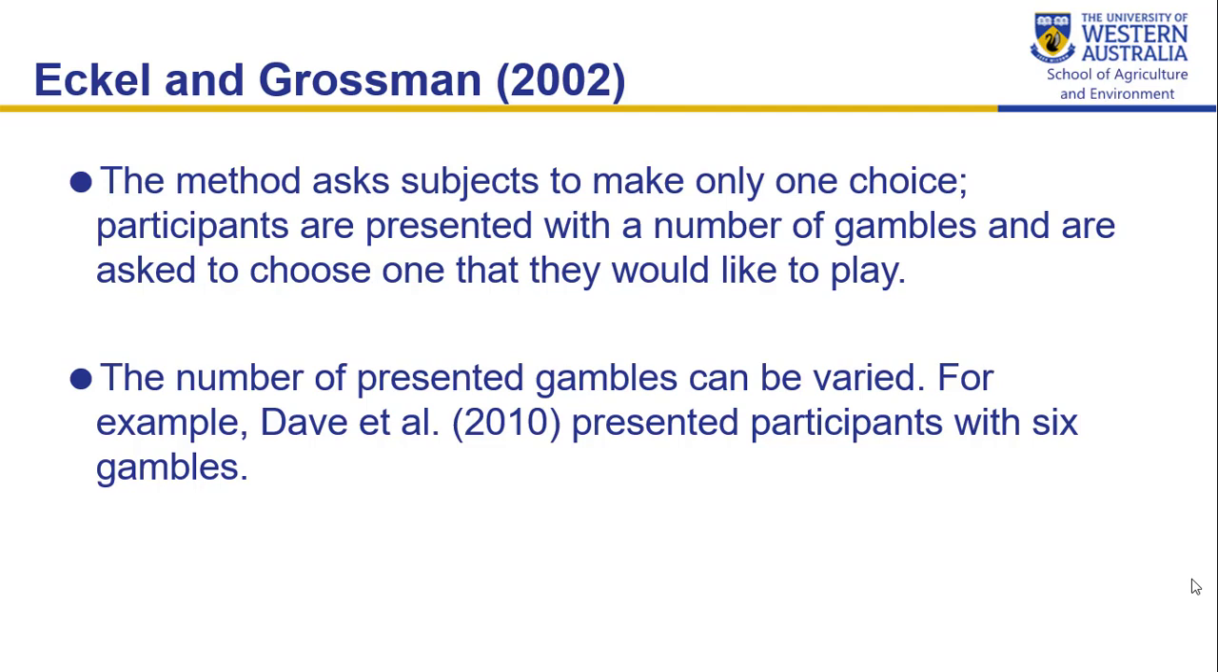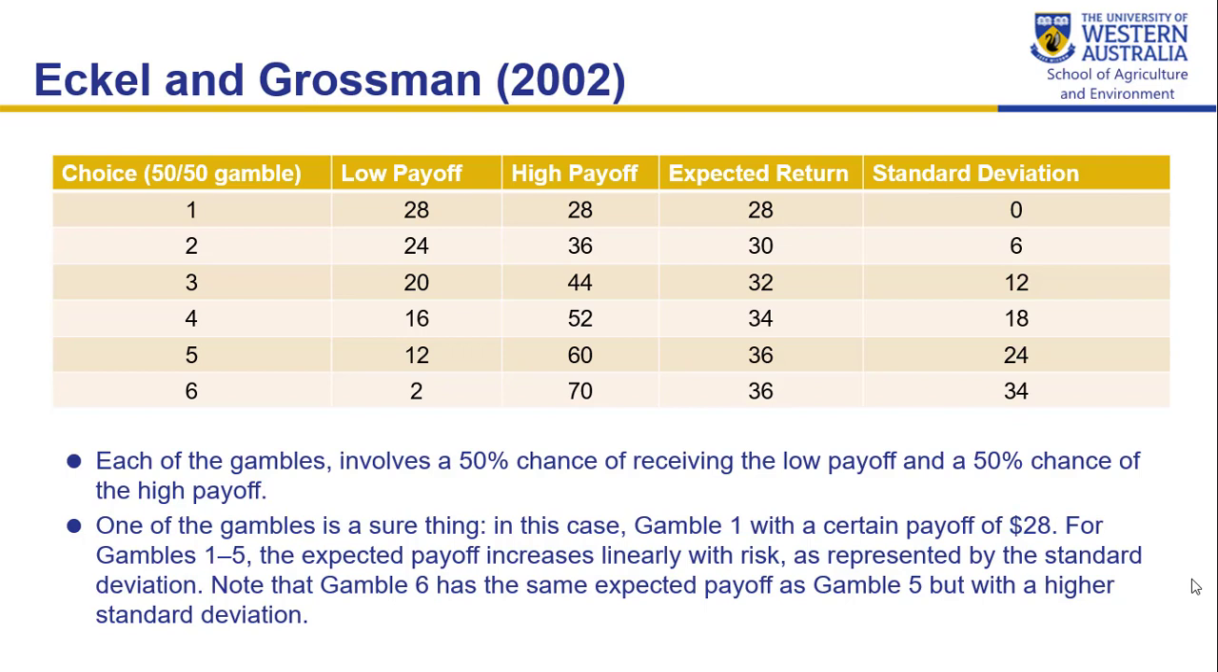For example, in the paper presented by Dave et al. 2010, participants were presented with 6 gambles. So here are the gamble scenarios. Let's take one example, gamble 1. We have a 50-50 chance. So there's a 50% chance of getting a low payoff, and there's a 50% chance of getting a high payoff. In gamble 1, both of them are the same, which is $28. So the expected return is $28, and the standard deviation is 0.